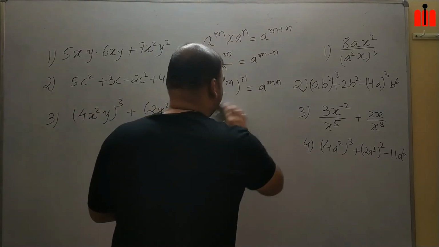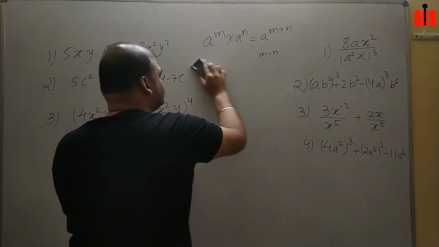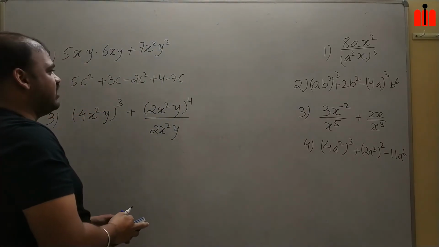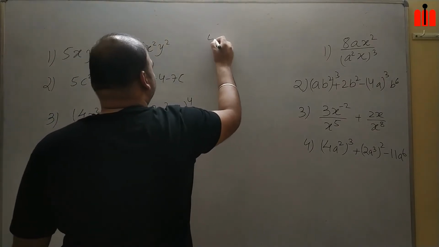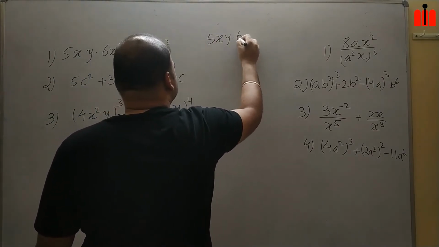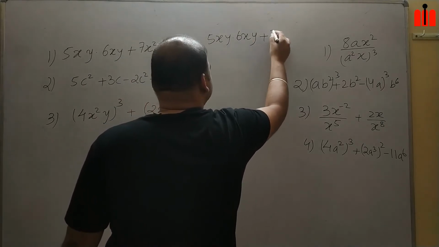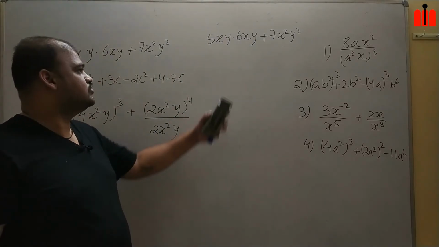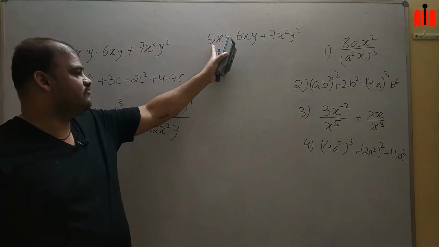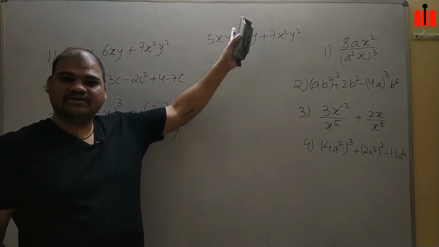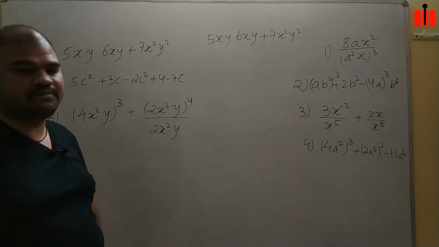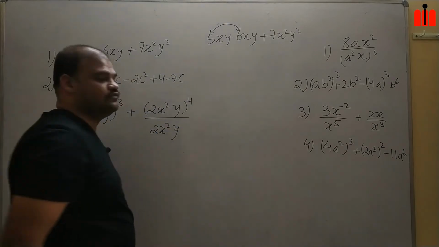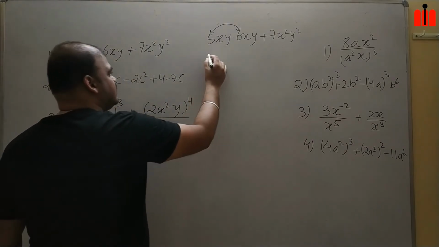Now let's start the first problem. The first problem is 5xy into 6xy plus 7x square y square. So this is the entire multiplication, 5xy into 6xy. Now 6 and 5 are the numbers, so both of them can be multiplied. So it will be 30.